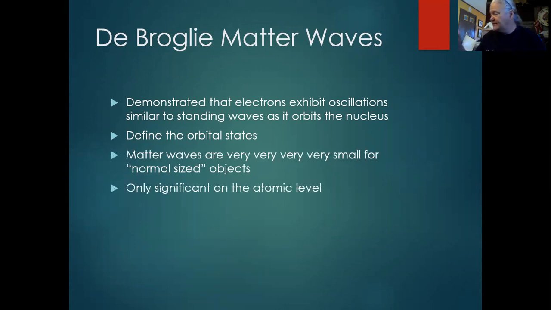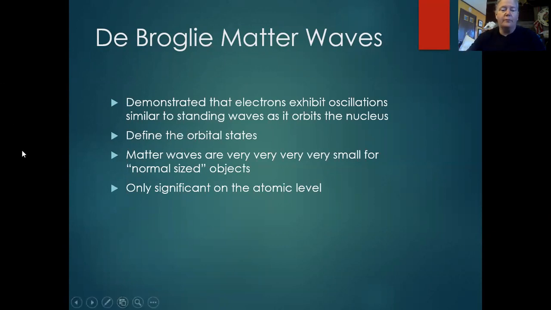So again, we only see this effect at the size of the atom, or at atomic level distances or sizes. So things like electrons, protons, neutrons, things like that, we really only have to worry about the de Broglie wavelength for those types of things.